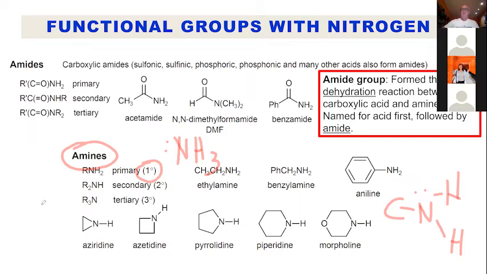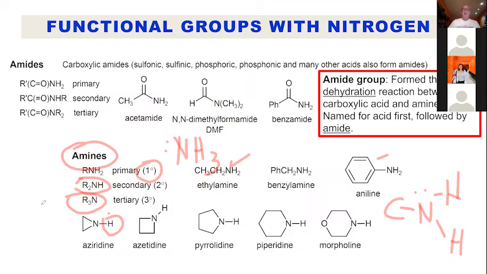Same with amines, if the nitrogen is attached to 1 carbon, we call it primary. If it's attached to 2 carbons, we call it secondary. And if it's attached to 3 carbons, we call it tertiary. So this would be a primary. This would also be a primary. You can tell by the number of hydrogens that are there. This one would be secondary because it's attached to 2 different carbons and has only 1 hydrogen bonded to it. And then if you have all 3, then it's a tertiary.